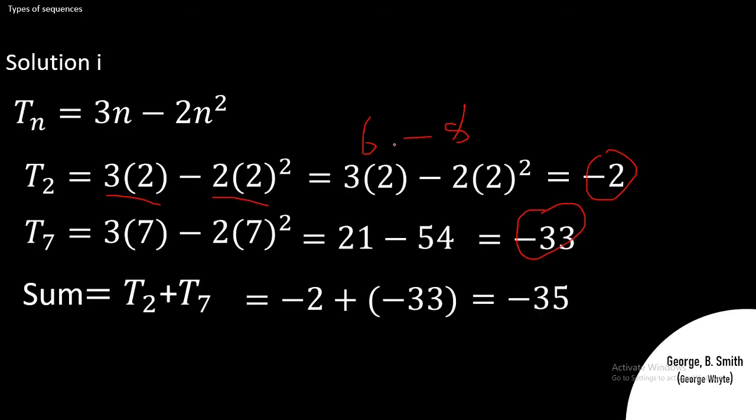So let's see another example. This is the other one they gave to us. Now take note of the difference between these two in terms of notation. Here I'm using t sub n, while in this case I'm using a sub n. I'm using different notation just to show you that it is not confined to one particular notation. You can use different notations and they will all work out fine. In this case, we want to do the same thing: find the sum of the second and the seventh term.